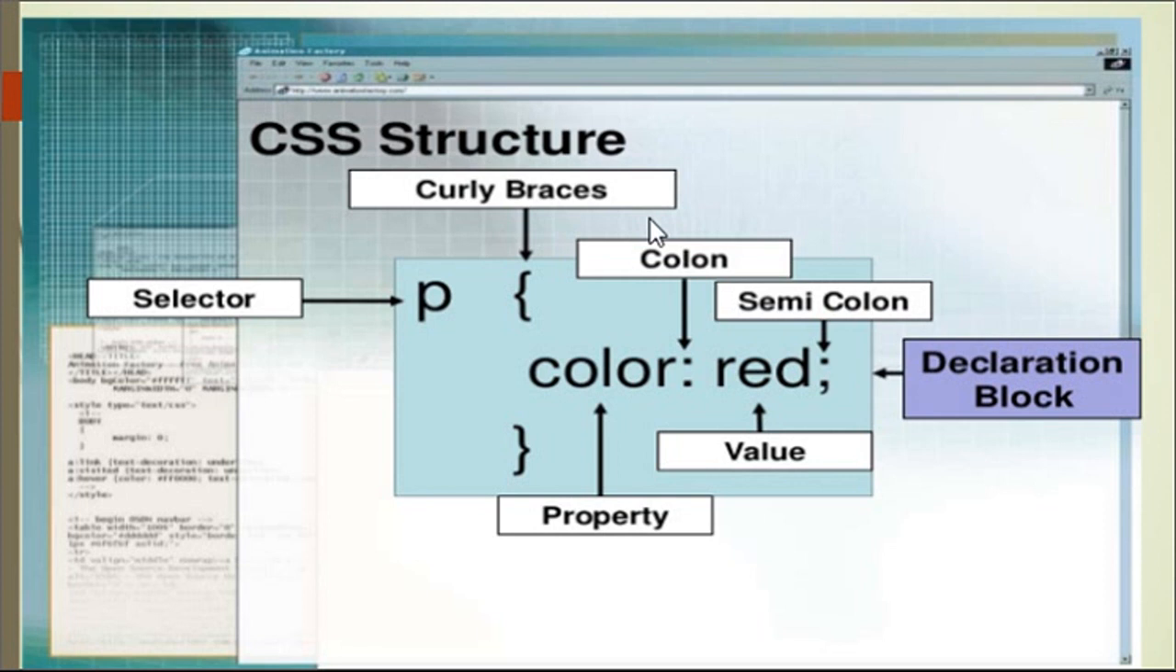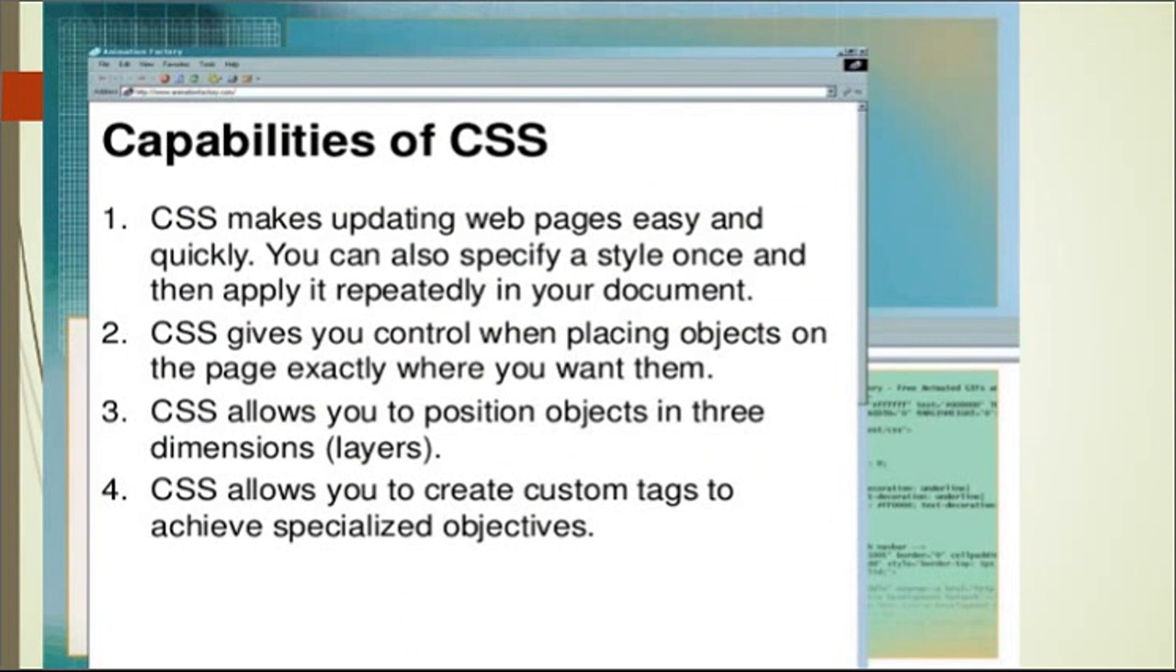So CSS has three types. First one is internal CSS, then inline CSS, and the external CSS. So before that we will see some capabilities of CSS. CSS makes updating web pages easy and quick. You can also specify a style once and then apply it repeatedly in your document. Next one, CSS gives you control when placing objects on the page exactly where you want them.